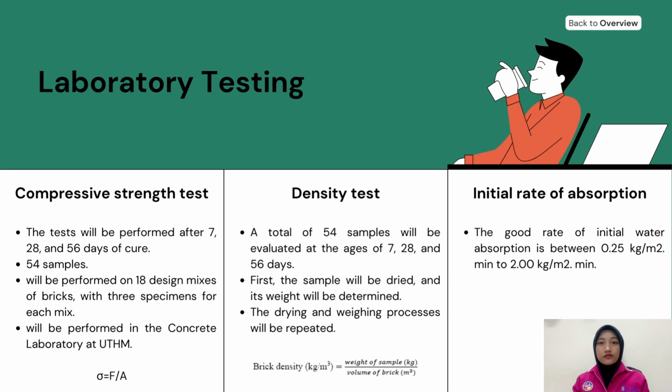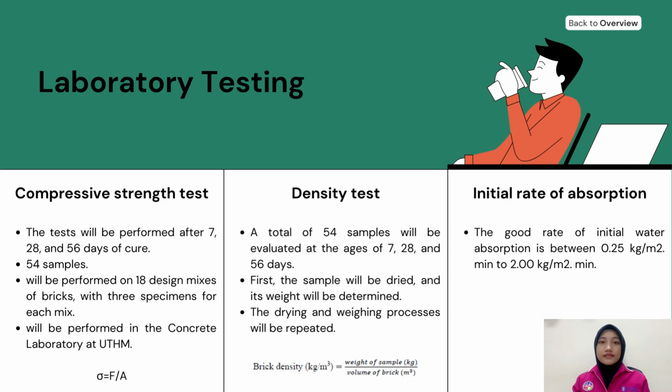So this is the formula for the compressive strength test. For the density test, a total of 54 samples will be evaluated at the ages of 7, 28, and 56 days. First, the sample will be dried and its weight will be determined. The drying and weighing processes will be repeated. So this is the formula for the brick density.